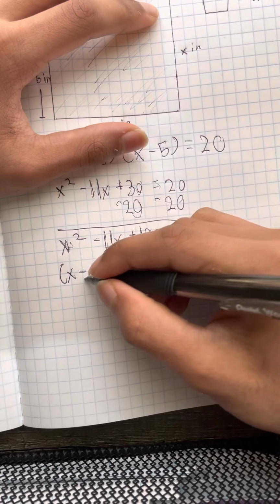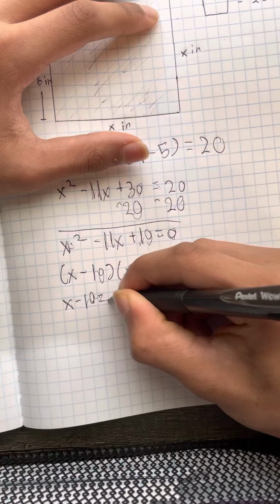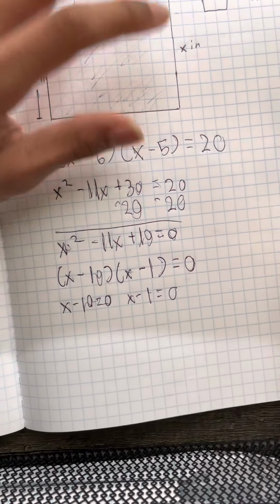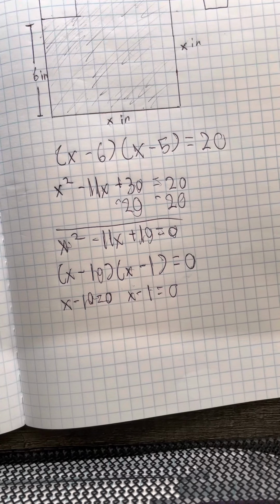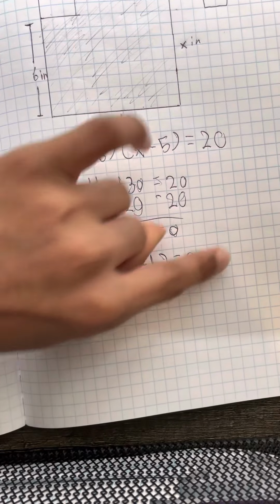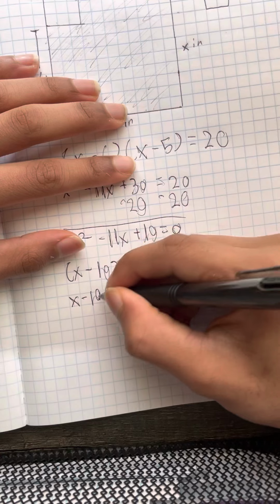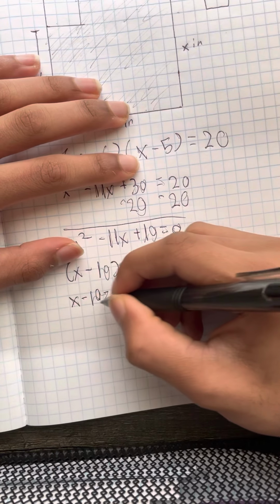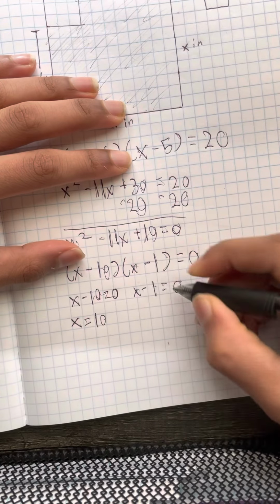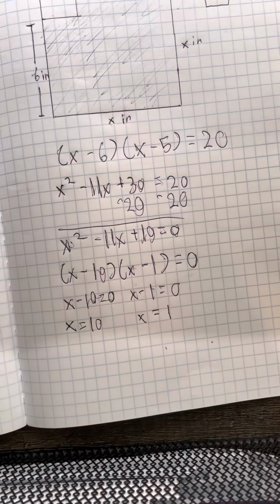Now we write these as x minus 10 is equal to 0 and x minus 1 is equal to 0, because according to the zero product property, one of these terms has to be 0 in order for the whole thing to be 0. Once we write this, we add 10 to both sides, so x would equal 10, and x would equal 1. Now we have two solutions here.